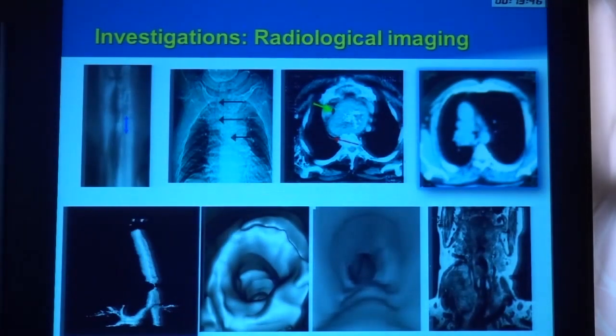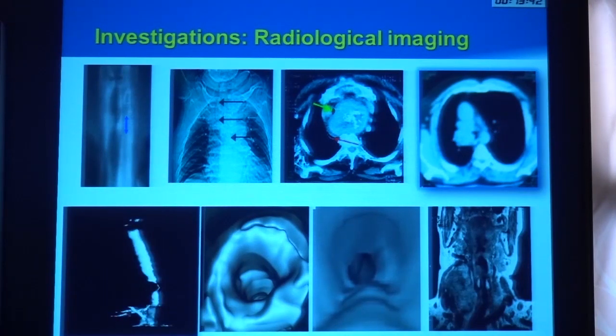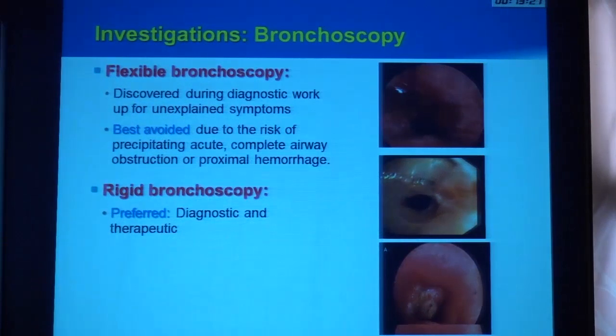We have different methods of radiology. The most important is to produce three-dimensional reconstruction or virtual bronchoscopy. Also, MRI can help you to see if there is invasion of the surrounding airways, and this is the virtual bronchoscopy and three-dimensional construction. Flexible bronchoscopy will discover during diagnostic workup unexplained symptoms, may discover tracheal stenosis.